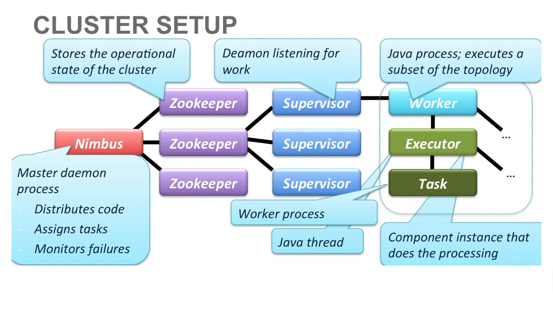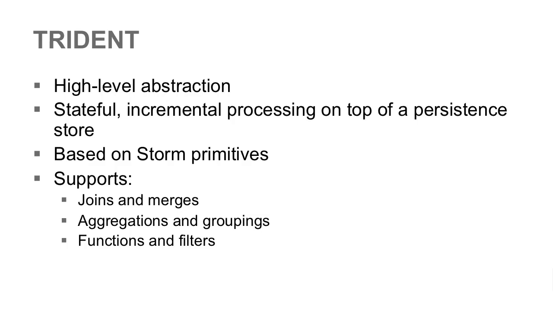Besides the relatively low-level API with spouts and bolts, Storm introduces a new API, which is at a higher level of abstraction. It is called Trident. It provides us with stateful, incremental processing on top of a persistence store, and it is based on Storm primitives. Here you will find the usual operations for data: joins and merges, aggregations, groupings, functions, and various filters.